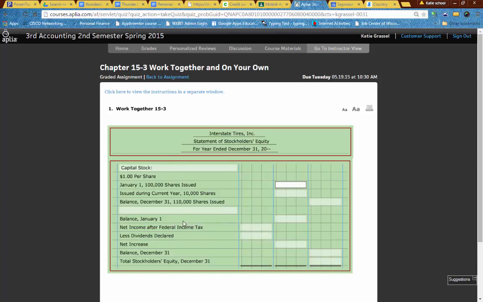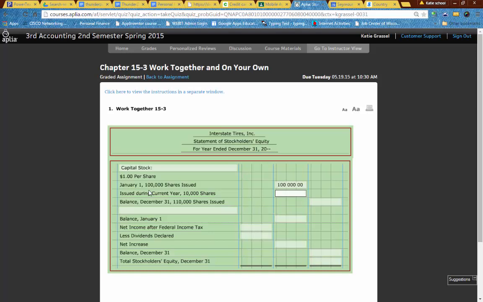Does that make sense? Okay, so here we have to do the math. They said there are 100,000 shares of stock issued, and what is the value of each share? $1. So I take this times that to get that number. Is that easy enough? And it's not always going to be $1. It could be $7. It could be $15. But these numbers they will always give you in the directions, because you can't find it on an income statement. So that's going to be $100,000.